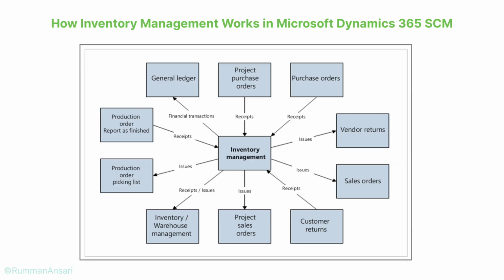Now let's go to the next box, that is the production order picking list. And here you can see there is an arrow with an issue. So what is the meaning of the issues here? The meaning is the materials and the components are moved from inventory and sent to the production floor for manufacturing. So these are marked as issued and tracked as a part of the work in progress.